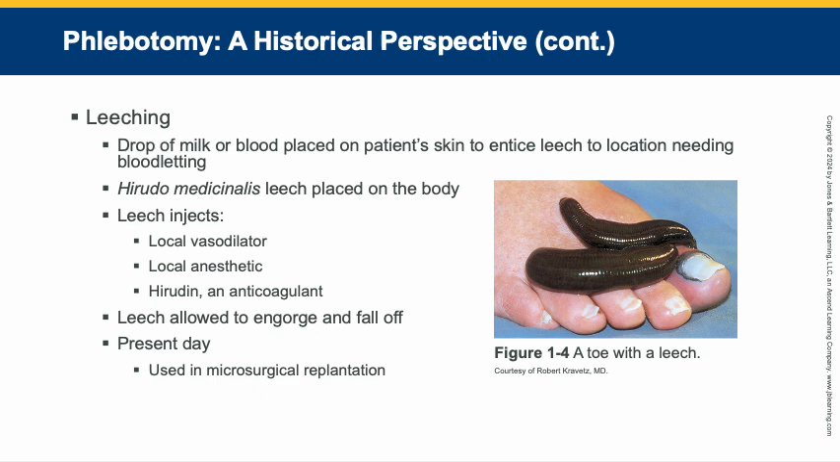Okay, where is the therapy though? The therapy in the leech is found in the leech's saliva. Their saliva contains a vasodilator. What that means is that it increases the diameter of the blood vessels. It also contains a local anesthetic, which helps numb the area. And it has an anticoagulant, which is called hirudin, that prevents clotting.